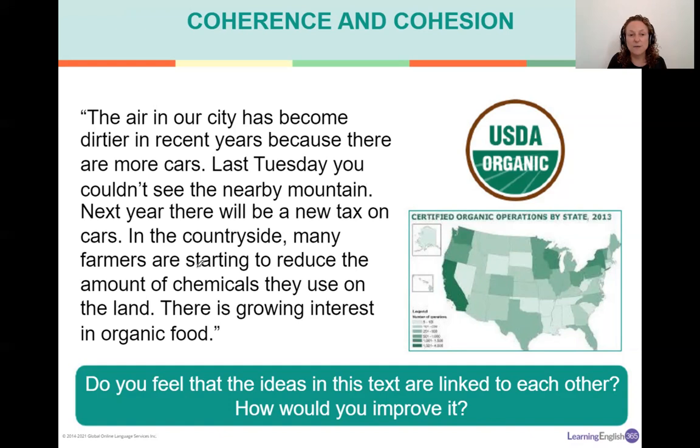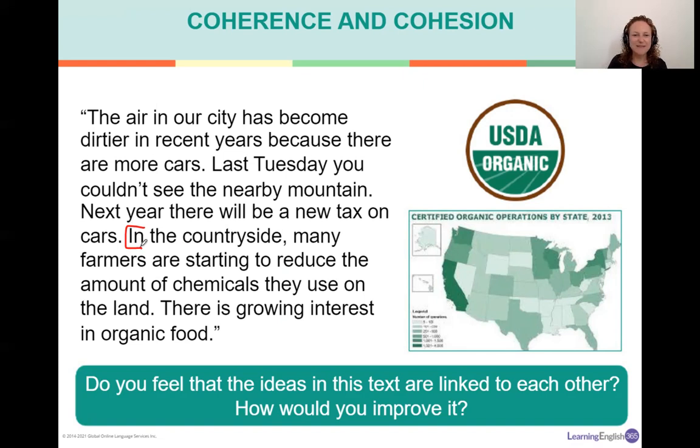The writer also is just stating facts. There's no opinion. You will always be asked for your opinion. And there is no opinion in this piece of writing. And finally, I would suggest that the last two sentences here, from in the countryside to the end, it's a completely different idea. So I think it should be a new paragraph.